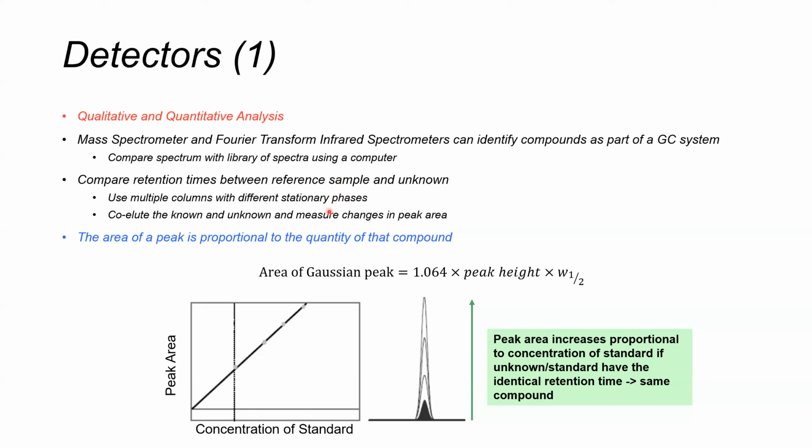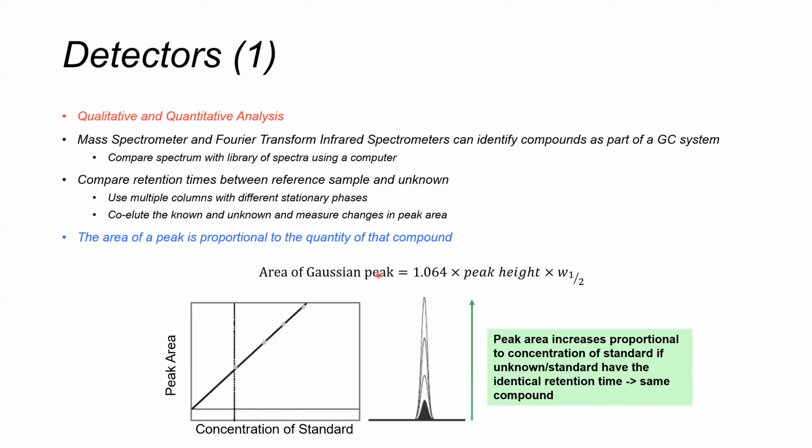We use multiple columns with different stationary phases, and we co-elute the known and unknown and measure changes in peak area. The area of a peak is proportional to the quantity of that compound, and that's why we want the peaks to be well resolved, because it means we can use this technique to determine the quantity of something we've produced or the quantity of something we have extracted from something else, to quantify the usefulness of whatever research we have done.